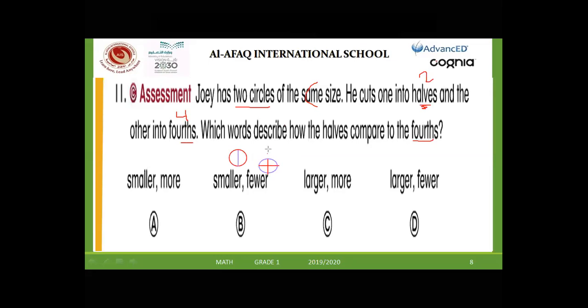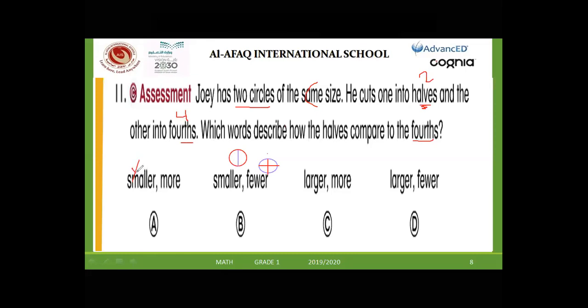So now, what is it asking me here? To compare halves to the fourths. Which one will I choose? The first one here. I speak about the halves. Can I say smaller for the halves? The word smaller means I compare what? I compare the size. I can't say halves has smaller size than fourths. No. Halves all the time have larger size than the fourths. Okay, so I can't choose this. Not correct.